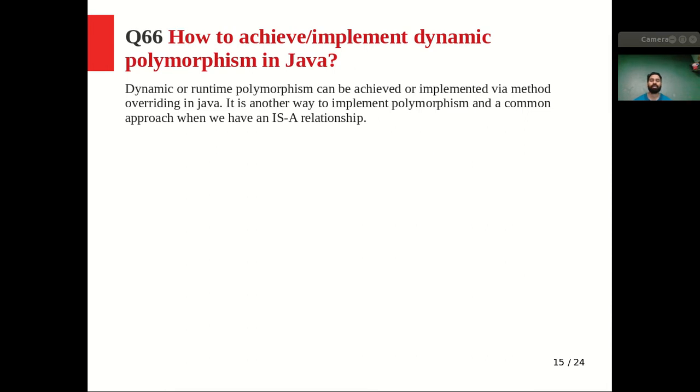Another way to implement polymorphism, and a common approach, is when we have an is-a relationship. So to achieve dynamic polymorphism, the inheritance concept should be implemented in a class. Only then can we achieve dynamic polymorphism or runtime polymorphism, because we achieve this by method overriding, right? So that's why it is important that method overriding should be there, and method overriding is what achieves dynamic polymorphism in Java.